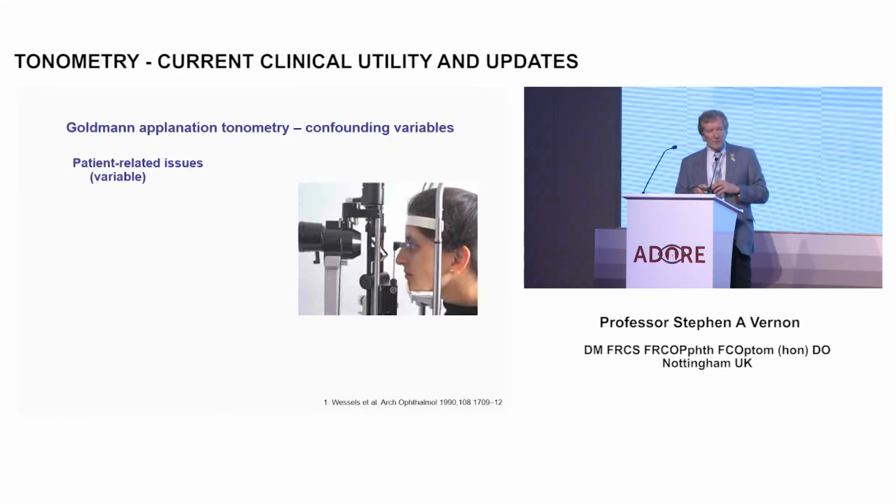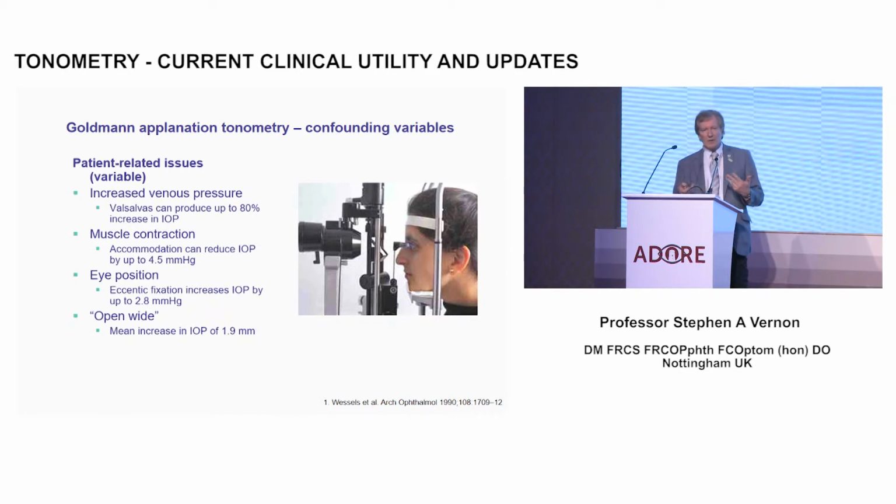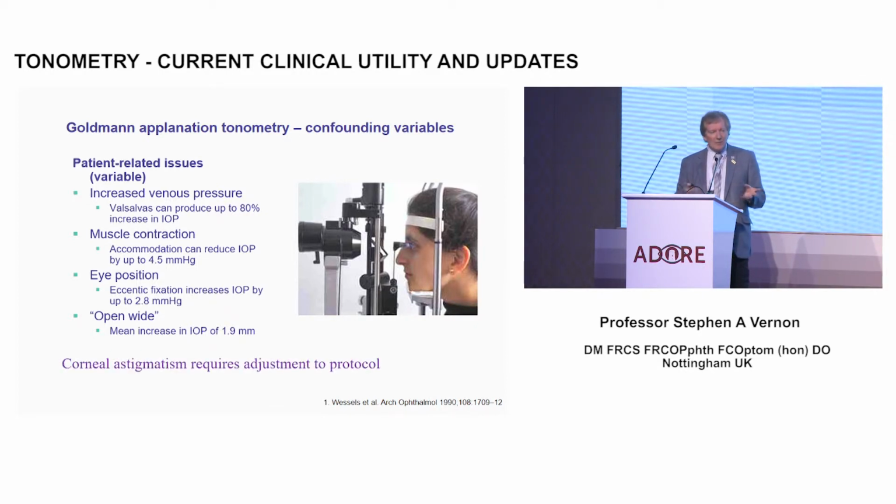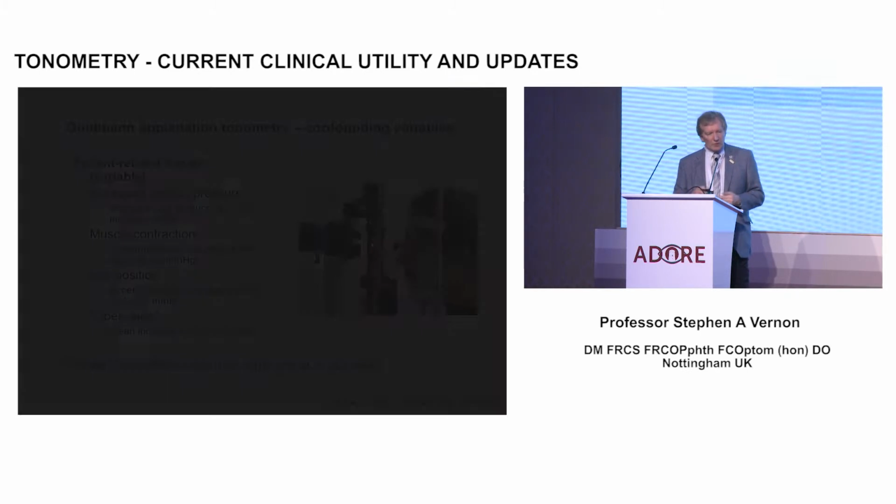So what confounding variables are there? Well, there are patient-related variables which are variable. In other words, they could have increased venous pressure. They could be nervous, so their muscles contract, their eye position, unless they look straight ahead, it varies. And don't tell them to open wide, because that puts their pressure up. So that can vary from day to day in an individual patient. And of course, in corneal astigmatism, over 2 or 3 diopters, you need to change your protocol, measure it twice, and take an average. It's a big job to do.